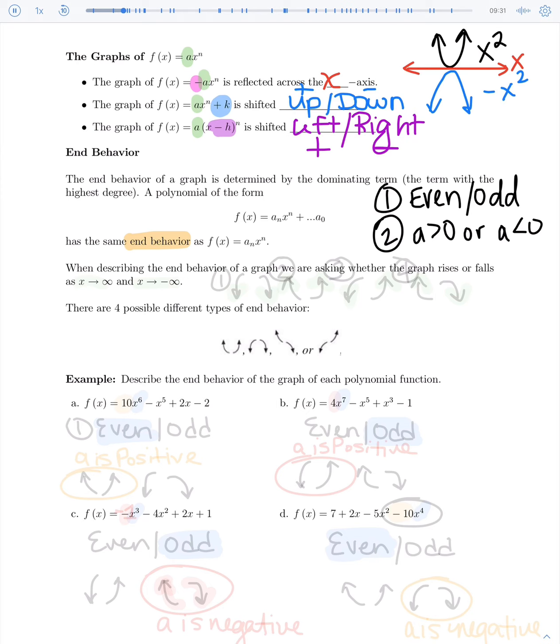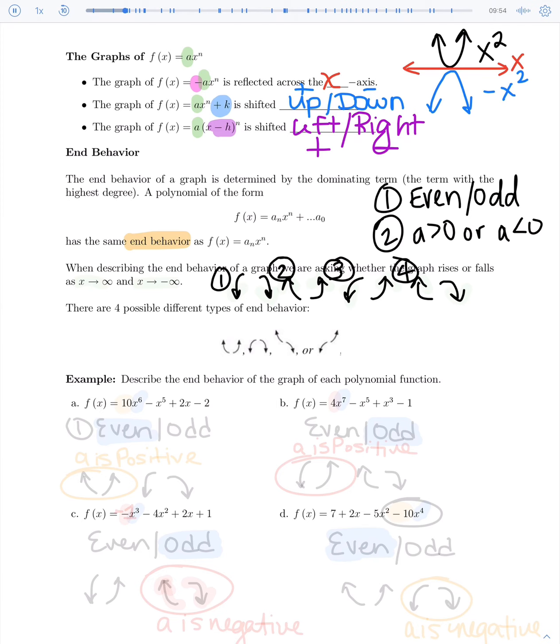And then that will help us determine what's called the end behavior, meaning what are the graphs doing at the ends? Are they both going down? Are they both going up? Is it going one down, then one up? Or is it going one up and then one down? Those are your only options, but those are your four options that you have: 1, 2, 3, and 4.